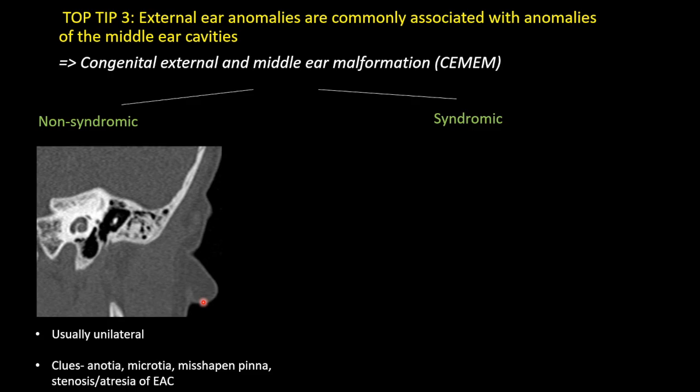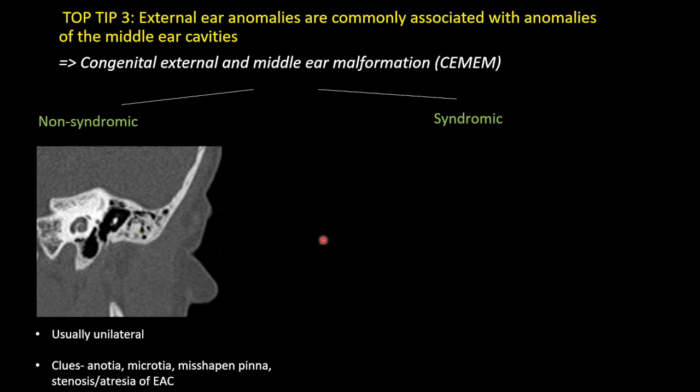The non-syndromic ones are usually unilateral. So the clues to look for are anotia, microtia, an abnormal shape of the pinna, and stenosis and atresia of the external auditory canals. These should prompt you to also look at the middle ear cavities, and there were abnormal and dysplastic ossicular structures in this case.